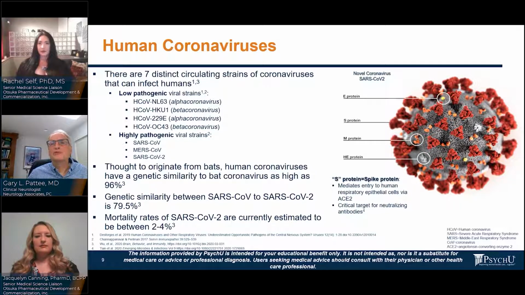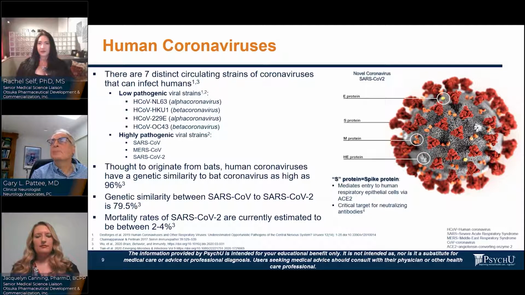You can read the last 2 bullet points that there's genetic similarity between the SARS-CoV-1 and CoV-2. Interestingly, one of the features that separates these 2 viral strains happens to lie on the receptor binding domain, and certain treatments for the SARS-CoV-1 haven't been effective for the CoV-2 because of this particular receptor binding domain difference. And the mortality rate we have as the last bullet point, and that's our current data, up to 2 to 4%.